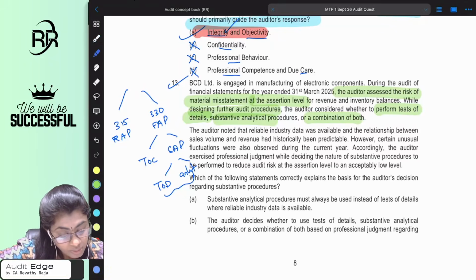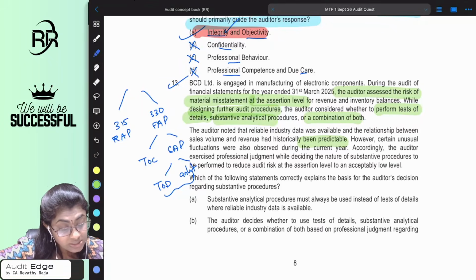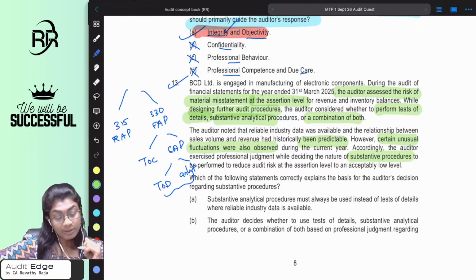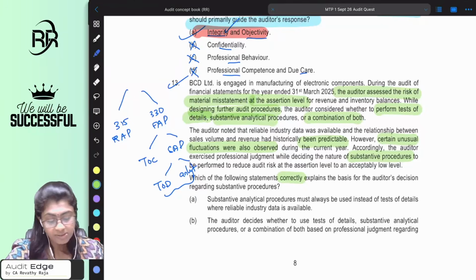The auditor noted that reliable industry data are available. The relationship of sales volume and revenue is historically predictable. Analytical can be done. However, certain unusual fluctuations were also observed. Accordingly, the auditor exercised professional judgment while designing the substantive procedures to reduce the risk to an acceptably low level. Which of the following statements correctly explains the decision regarding substantive procedures?